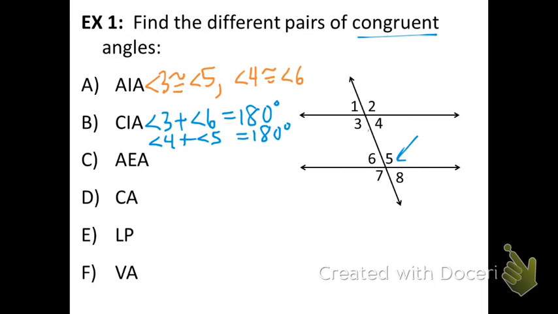Next we have alternating exterior angles. So these are the angles that are outside because they're exterior. So 2 and 7, these are congruent as long as our lines are parallel. So 2 and 7, and the other pair would be the 1 and 8.